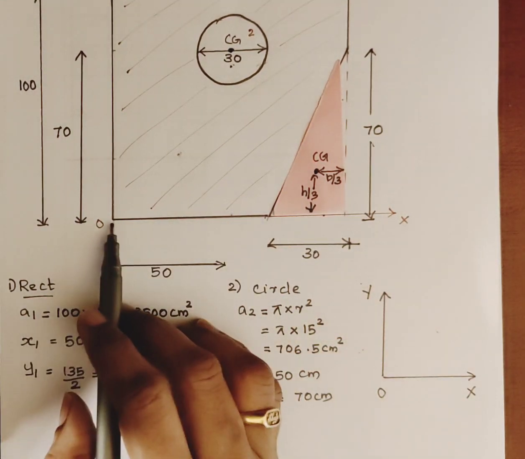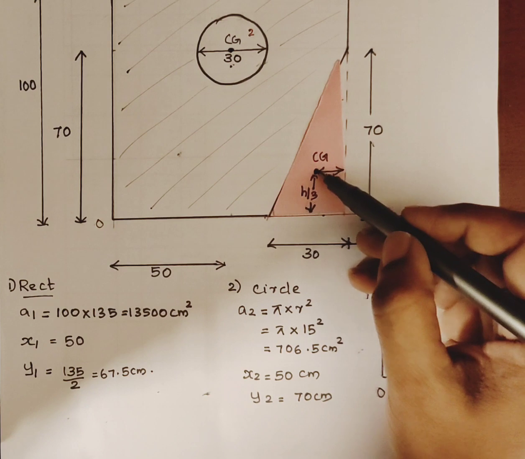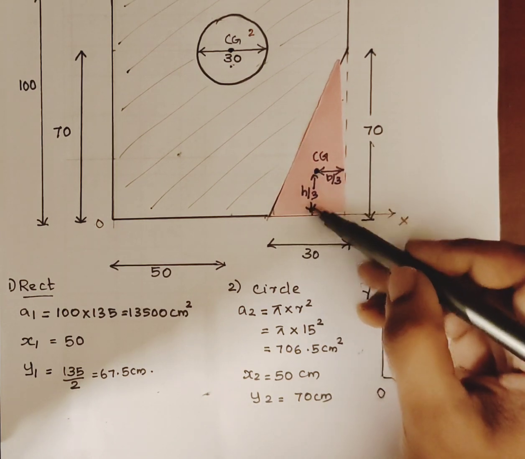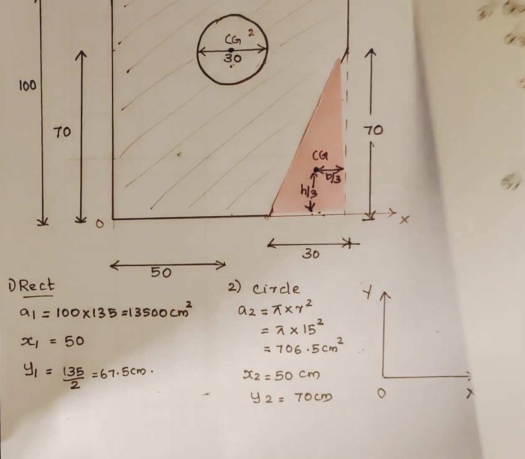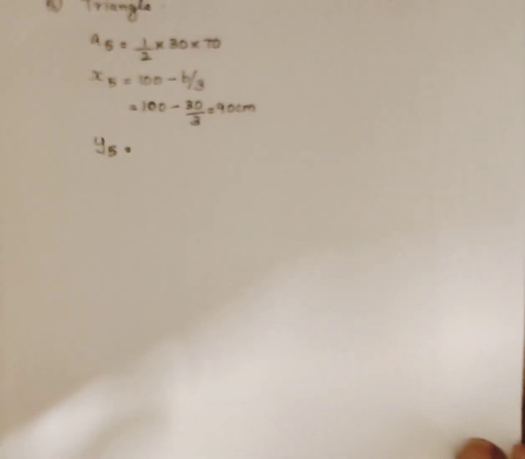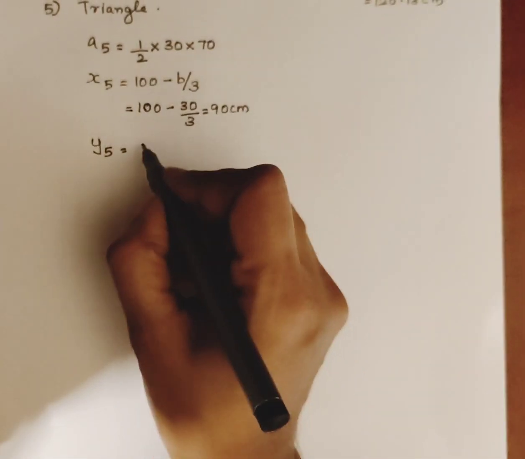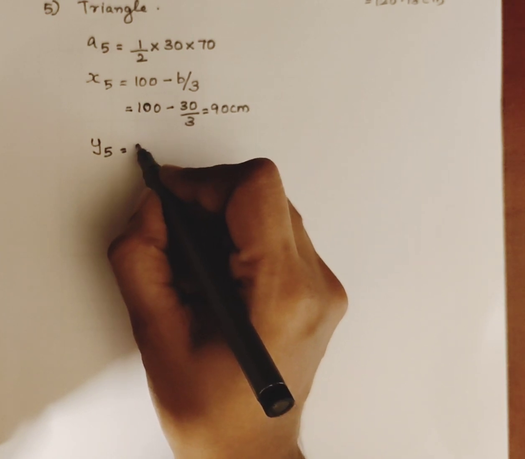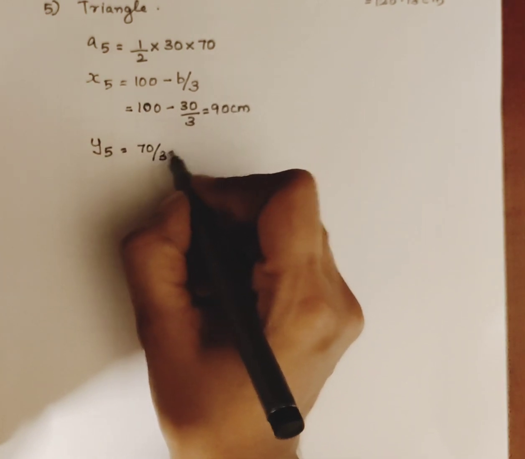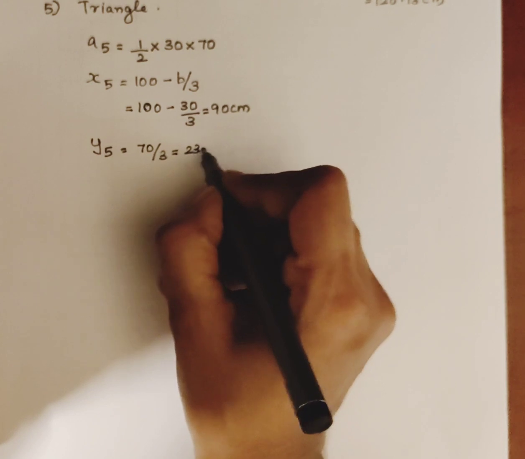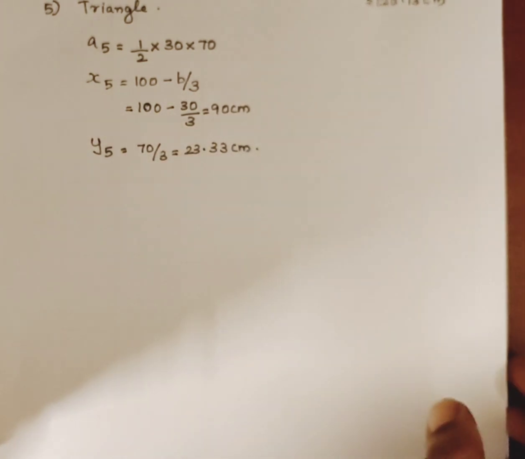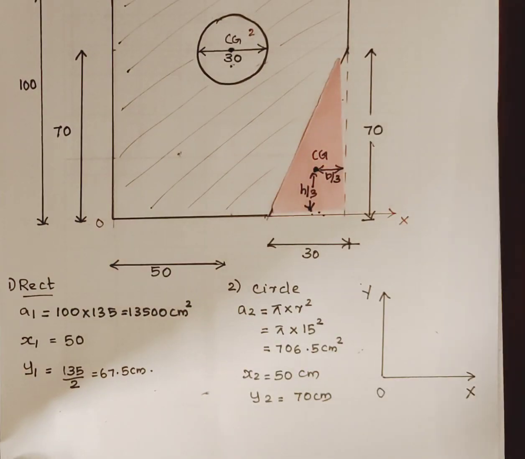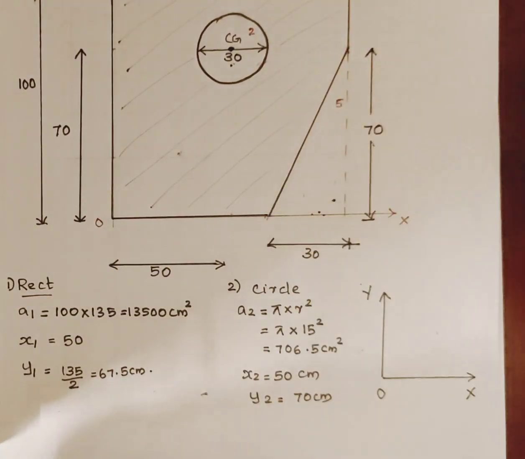So y5 is the distance from the centroid to the OX axis. This length is equal to h by 3. h is equal to 70. y5 is equal to 70 by 3, that is equal to 23.33 centimeter. So now you have to write the equation based on the figure.